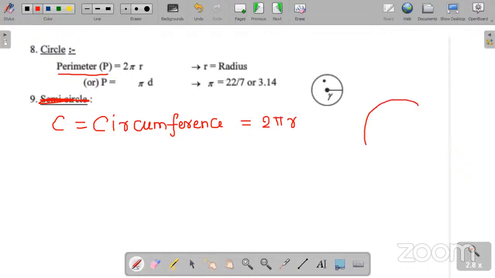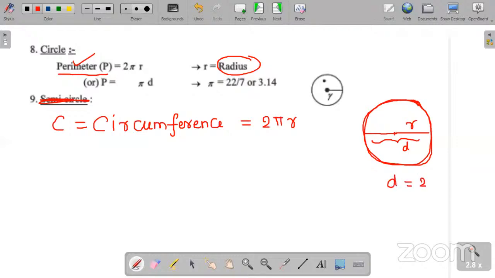For example, take a circle like this. Suppose this is the radius r. Then the circumference means the boundary, the total length of the boundary. Circumference, or you can say perimeter also. The perimeter of a circle is equal to 2 pi r. Here r is known as the radius. Suppose the diameter is d. We know the relation d is equal to 2r. So instead of 2r, you can write d. So pi d also you can write.